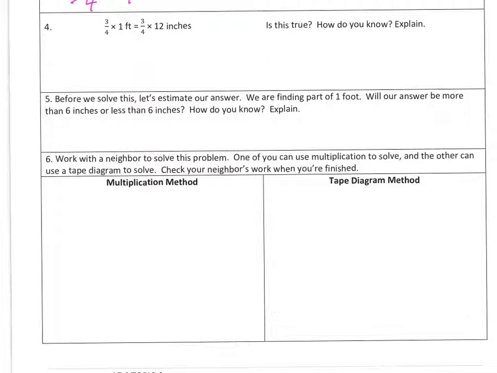Before we solve this, let's stop to think and estimate. If we're finding part of 1 foot, will our answer be more than 6 inches or less? I know it's going to be more, because I know in my head that half of a foot is 6 inches. But I'm not finding half, I'm finding 3/4, and 3/4 is bigger than a half. 3/4 of a pie is bigger than half a pie. So I know it's going to be more than 6 inches.